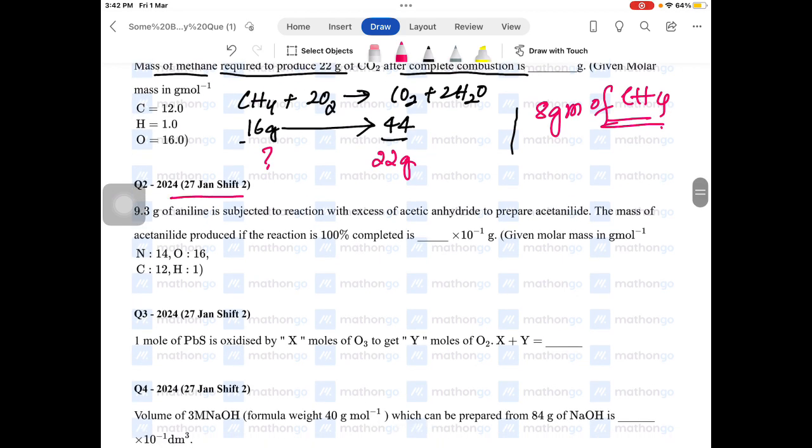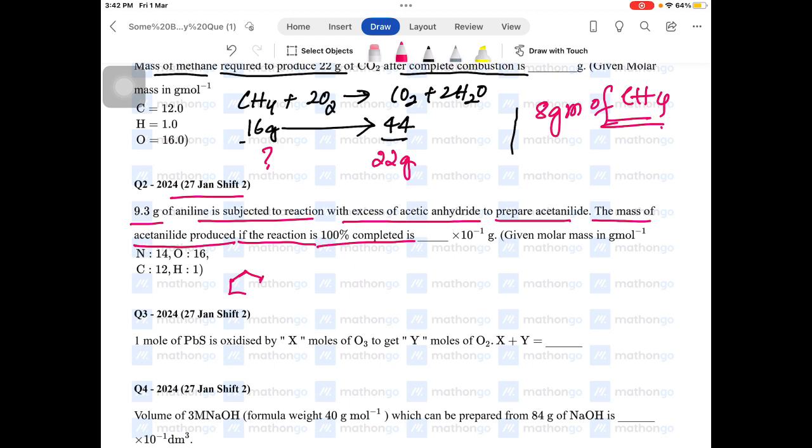Next, second, 27th Jan shift 2. The question is: 9.3 grams of aniline is subjected to react with excess of acetic anhydride to prepare acetanilide. The mass of acetanilide produced if the reaction is 100% complete. Take a reaction: aniline reacts with acetic anhydride and gives rise to acetanilide. Benzene NH C double bond O CH3, that is acetanilide.